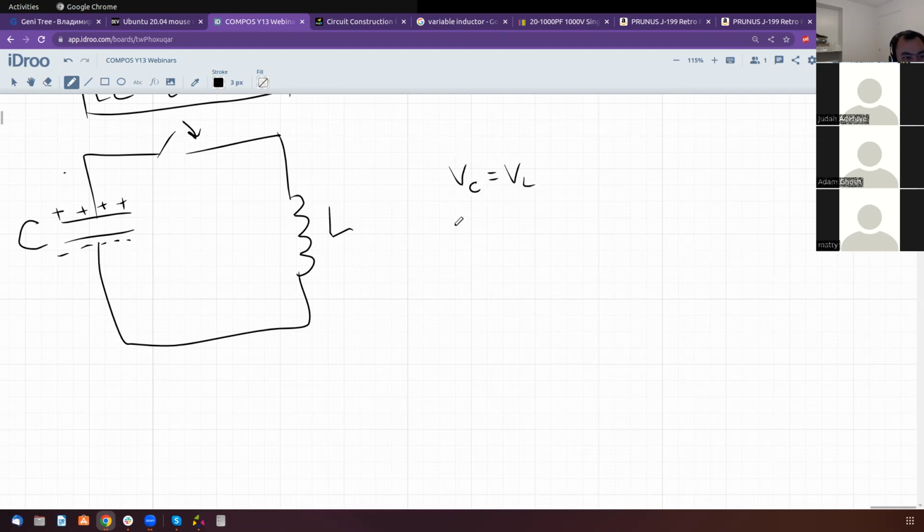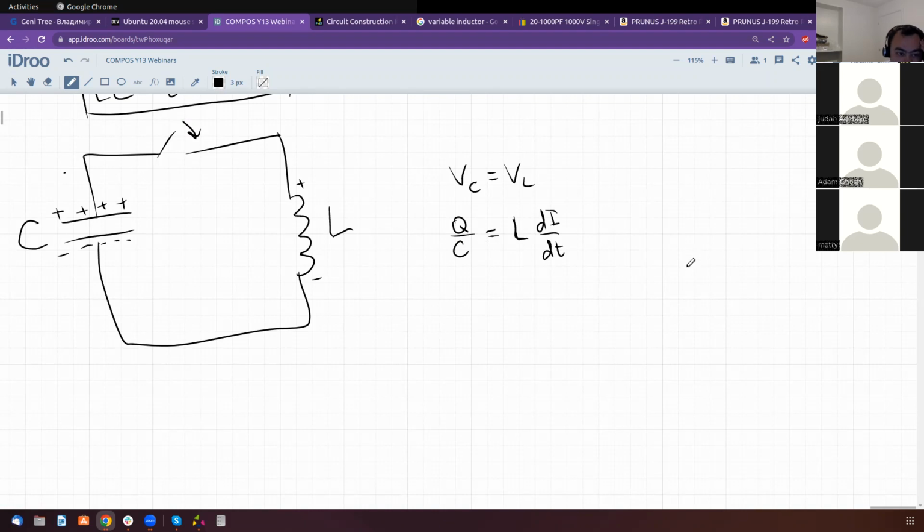The voltage on the capacitor is Q over C. And the voltage on the inductor, as we already know, is, so this is positive, negative, so it's L multiplied by di dt.